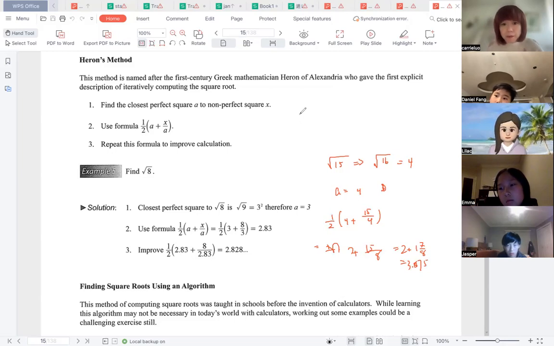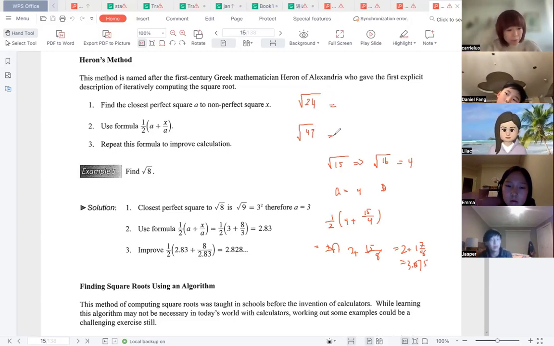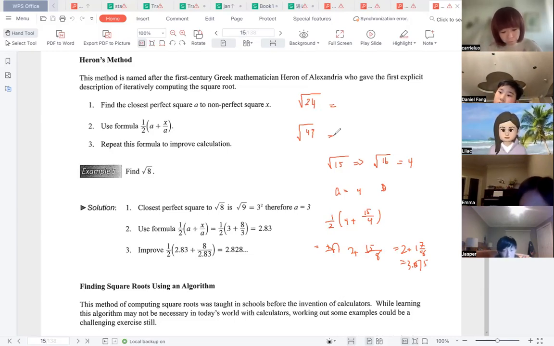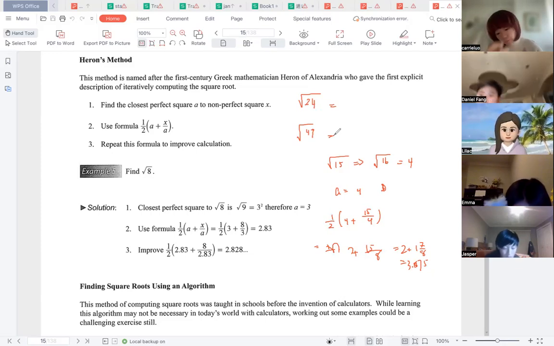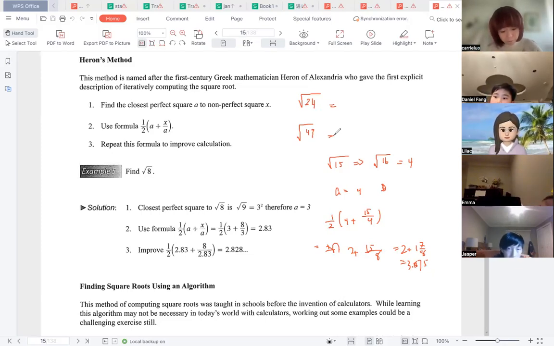Get it, everybody? Okay, so I'm going to give you a couple questions. So the answer is 24 and 48, sorry, 47. Okay, please do these questions based on Heron's formula. Okay, please. Wait, which question are we doing? 24 and 47. Okay.